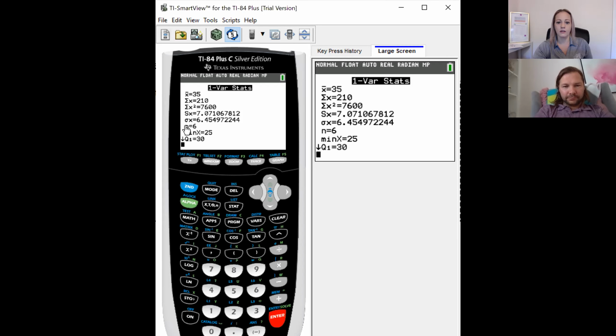Okay, and then the 5th one down here, you can see there's a little sigma X, and it's about 6.4549, so on. So when you round that to 1 decimal place, that's where we were getting the 6.5 from.